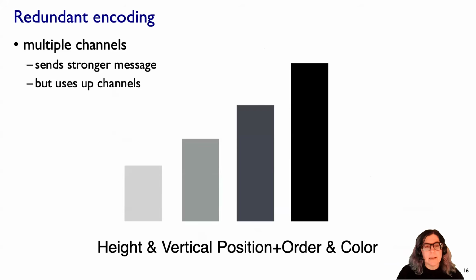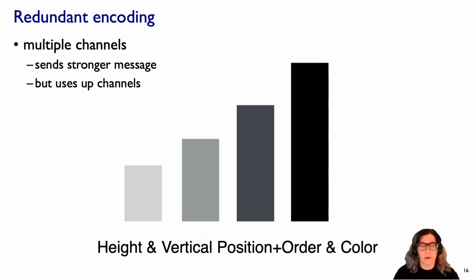Now, this idea that we might actually choose to use multiple channels at the same time to send a stronger message to our perceptual system, we're going to call that redundant encoding. The nice thing about it is it really amplifies our signal. The downside, of course, is that we're using up channels that we then can't use to show another attribute, right?